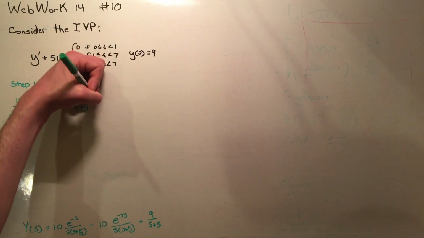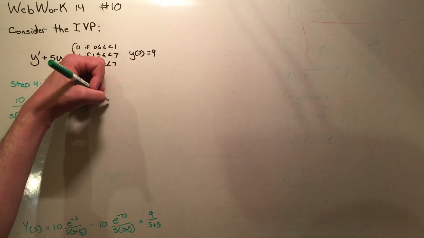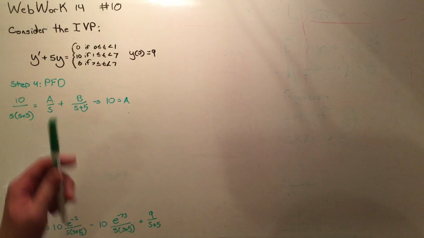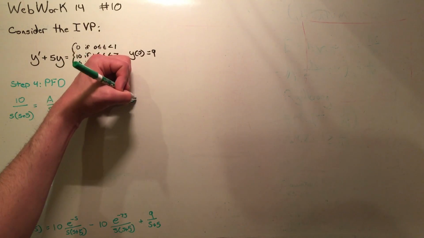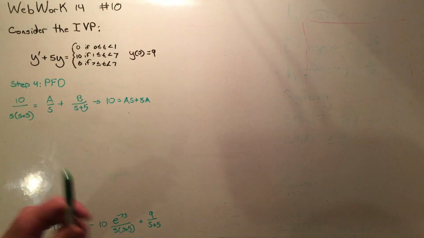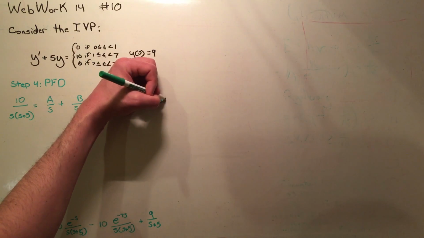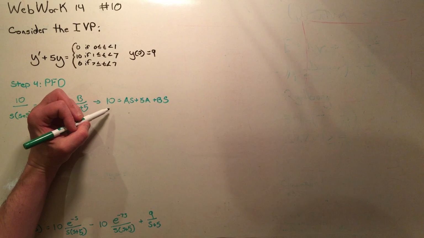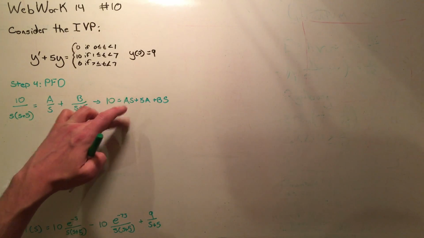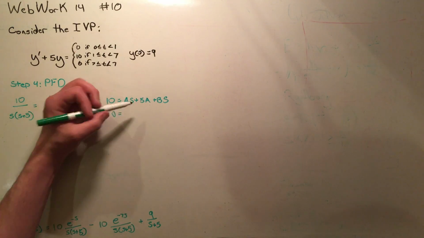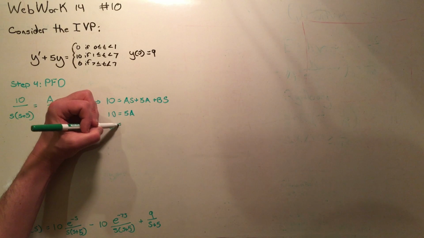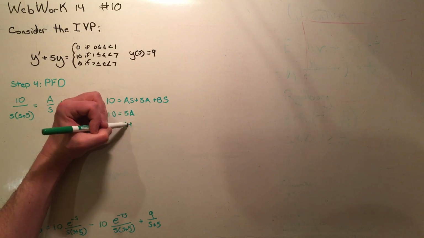So this is pretty straightforward. We're going to have 10 equaling A, I'm just going to distribute the A there, s plus 5A, and then we're going to have just Bs. Alright, so setting up our like coefficients, we know that 10 is going to equal 5A, and we know that 0 is going to equal A plus B.